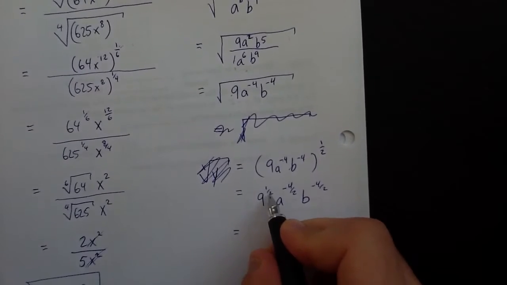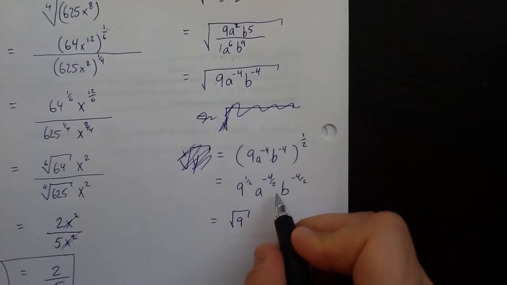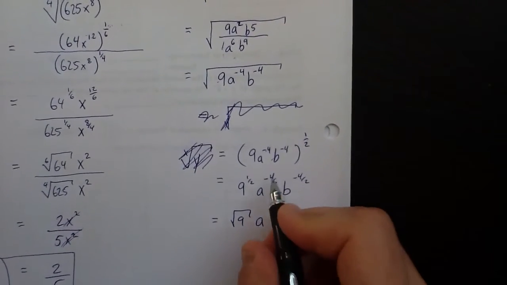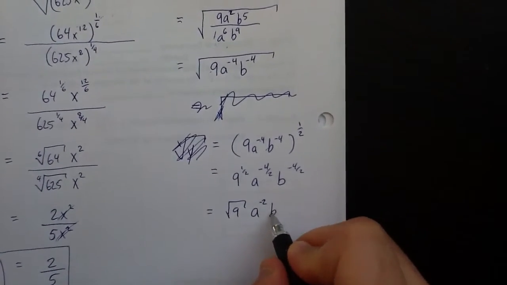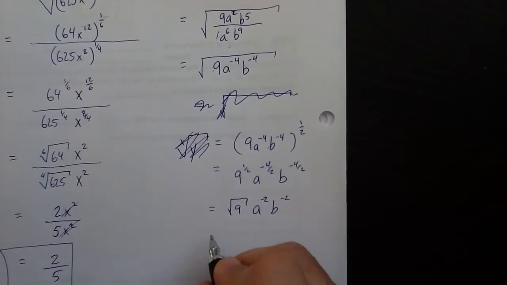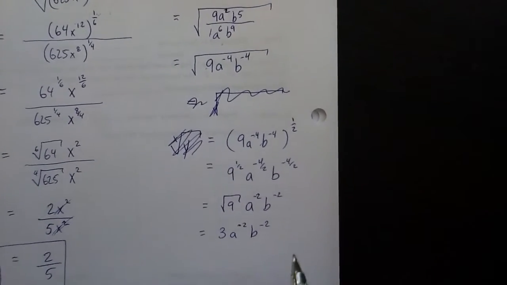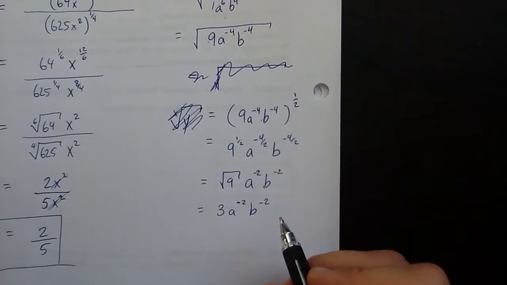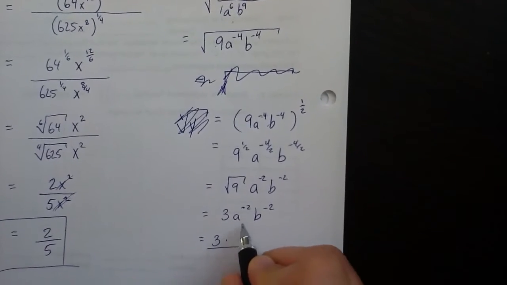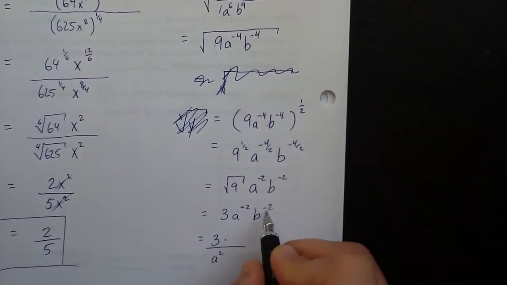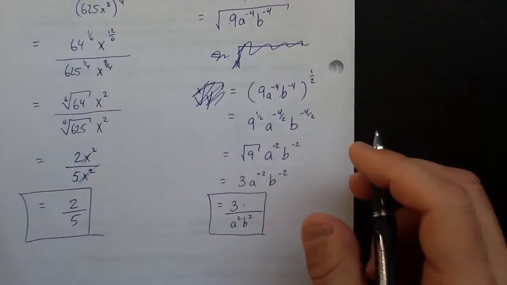Continuing this, now 9 to the power of a half means the square root of 9. A to the -4 halves is actually a to the negative, that divided by that is -2. B to the -4 halves ends up being b to the power of, that divided by that is -2. So I end up with 3 a to the -2, b to the -2. But again, my final answer cannot be written with negative exponents. So what do I do? I rewrite this as 3 all over, and this actually means a squared on the bottom. This actually means b squared on the bottom. So this is my final answer when I have simplified this.